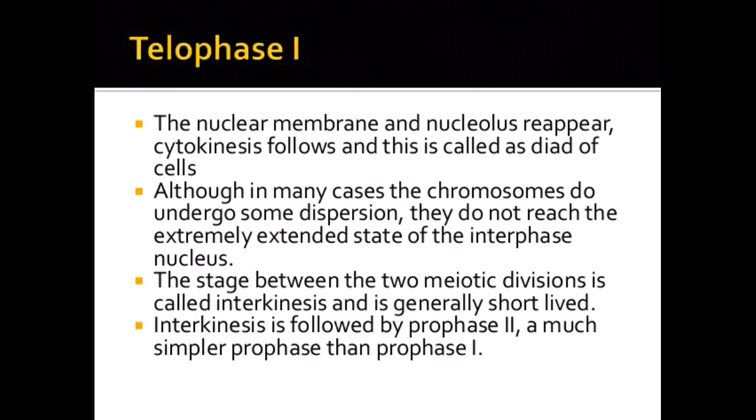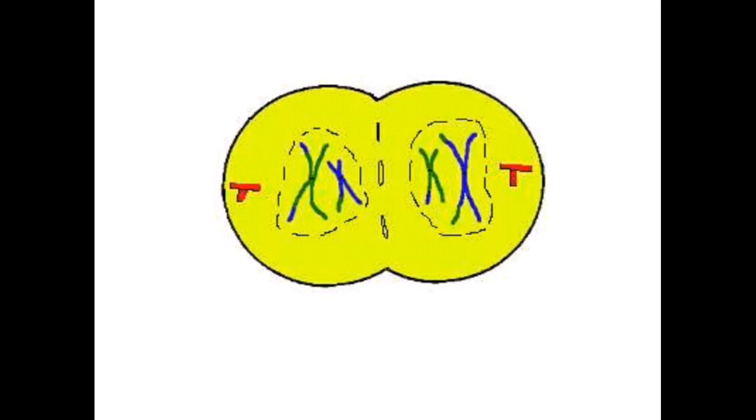Although in many cases the chromosomes do undergo some dispersion, they do not reach the extremely extended state of the interphase nucleus. The stage between the two meiotic divisions is called interkinesis and is generally short-lived. Interkinesis is followed by prophase 2, a much simpler prophase than prophase 1. See the division of cell.